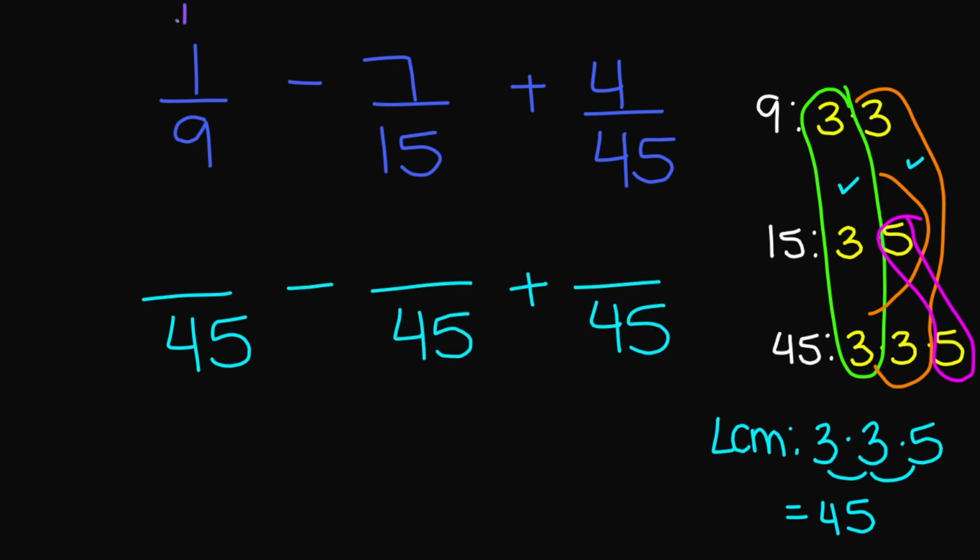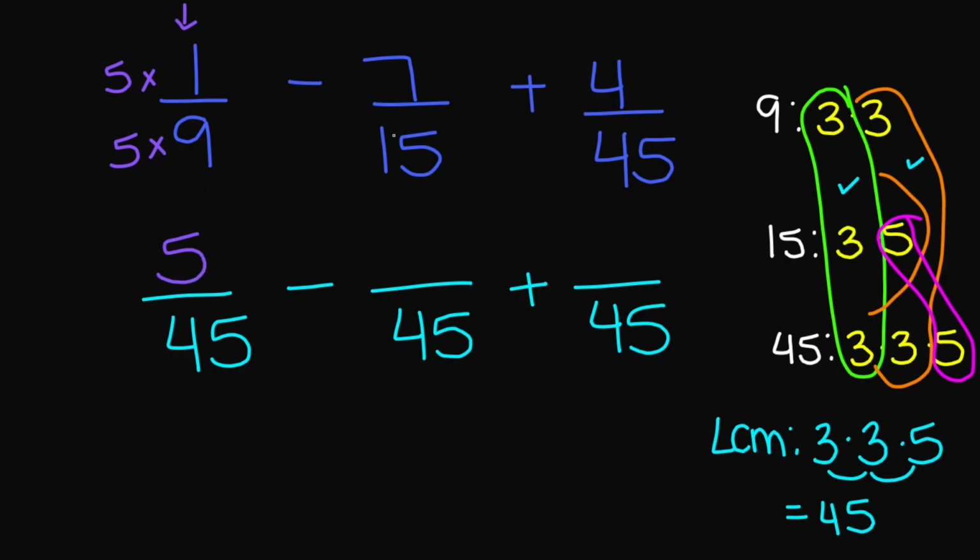1 over 9, what number times 9 is going to give me 45 in the denominator? And that's going to be the number 5. So 5 times 9 gives me 45 in my denominator. So that's perfect. That means I'm going to multiply top and bottom by 5. 5 times 1 is going to be 5. And then 5 times 9, like we said, is 45.